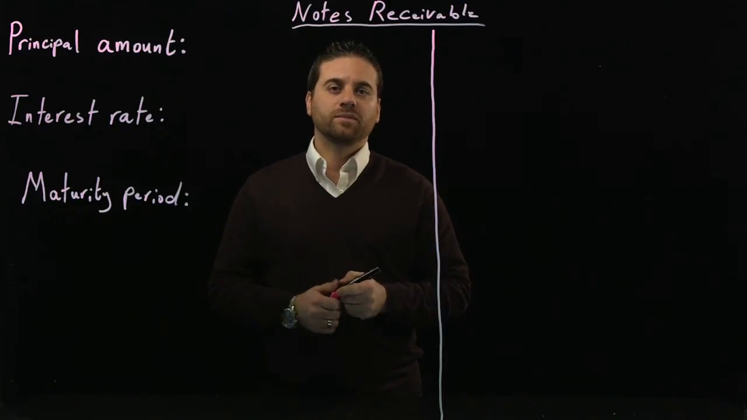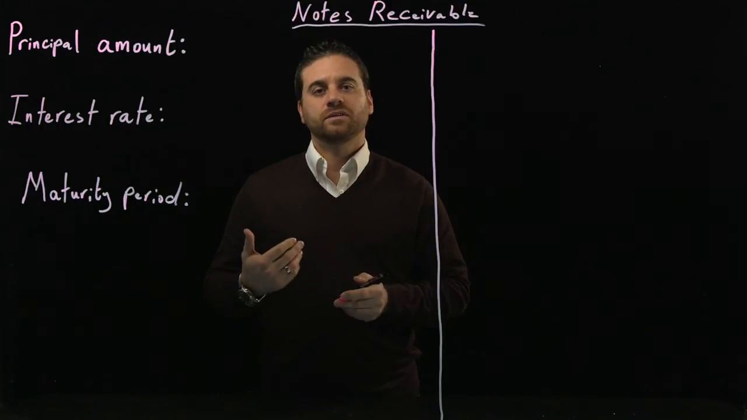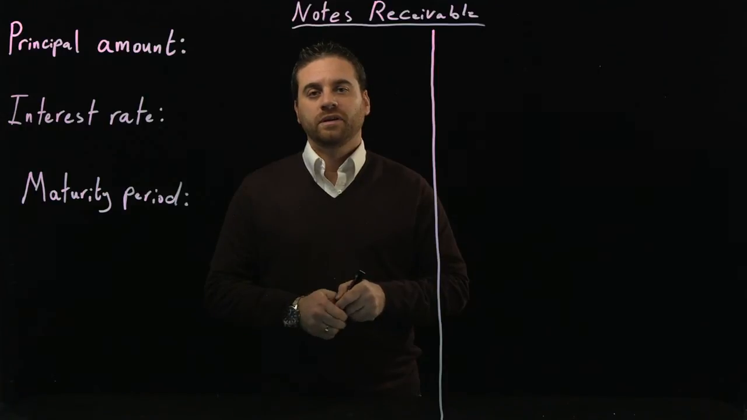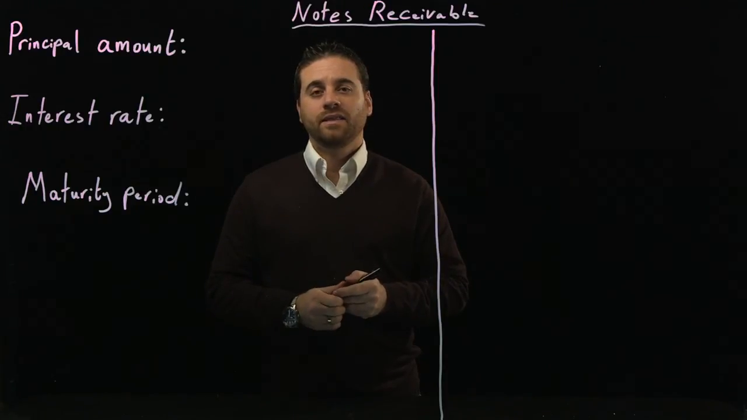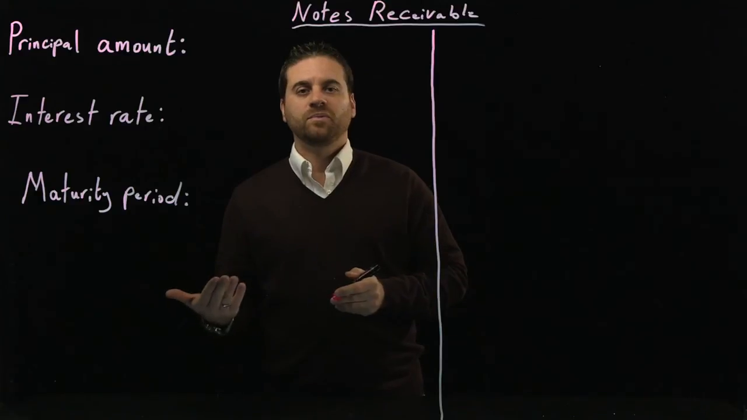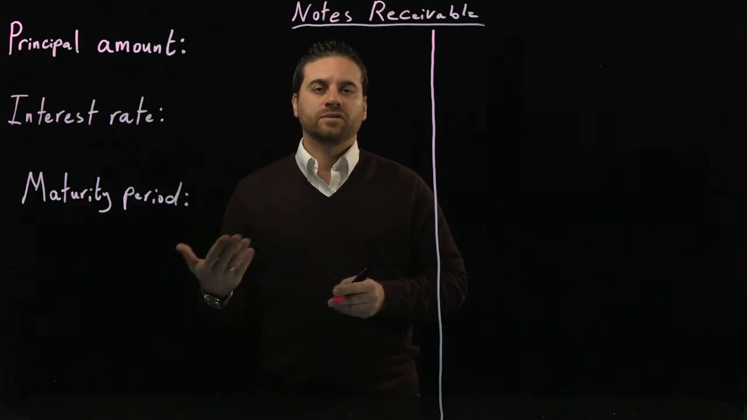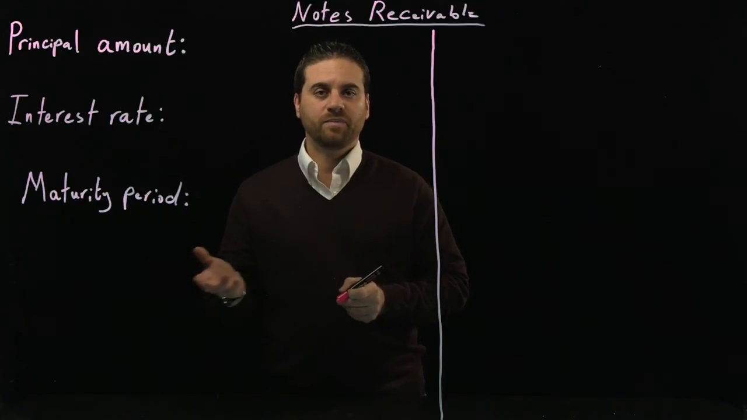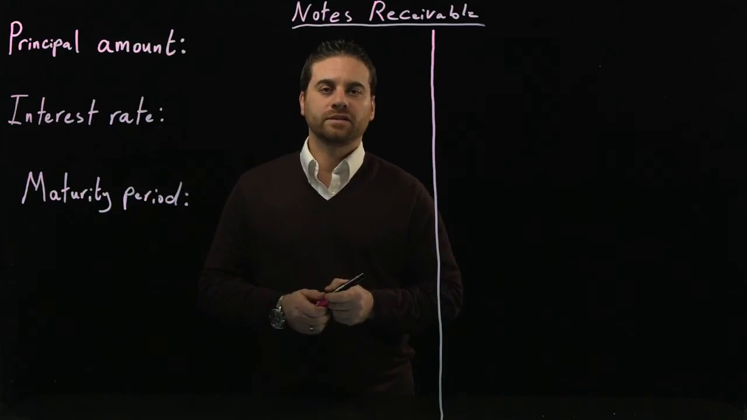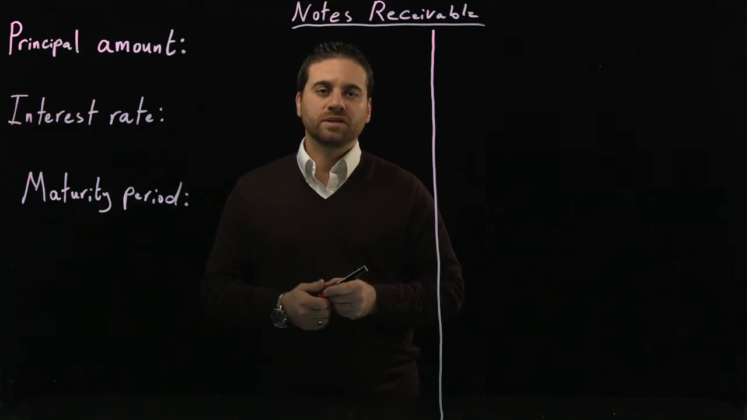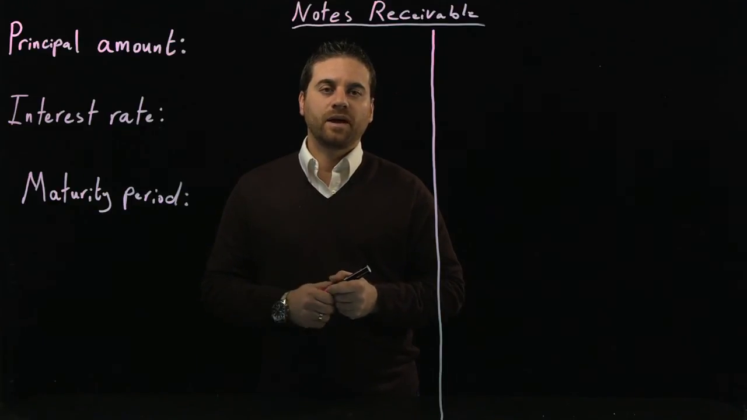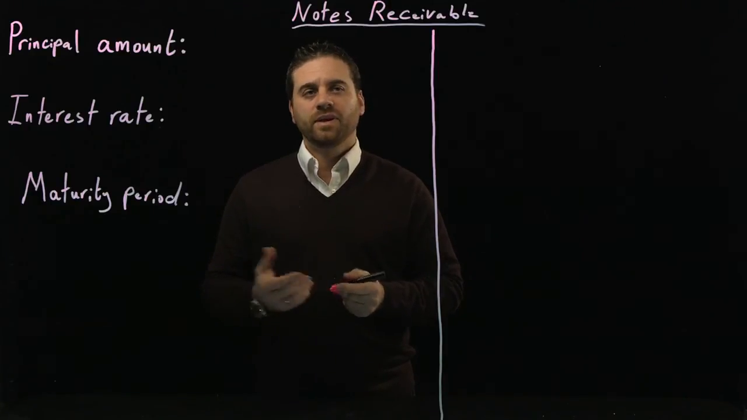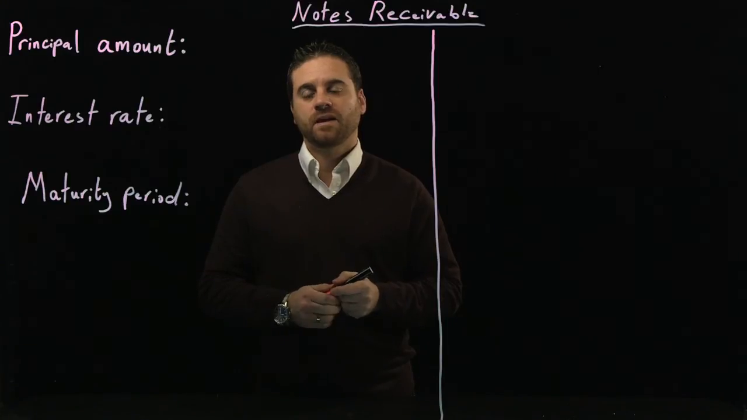But with notes receivable, usually we ask the customer to sign a promissory note for the amount that they owe us, and that amount might be for a service that we provide them, or for an item that we sold to them, or maybe we just lend them money. Maybe we're the bank or a financial organization. So usually we ask them to sign a promissory note, promising us to pay, plus we normally charge them interest on top. And that's what makes notes receivable different from accounts receivable.